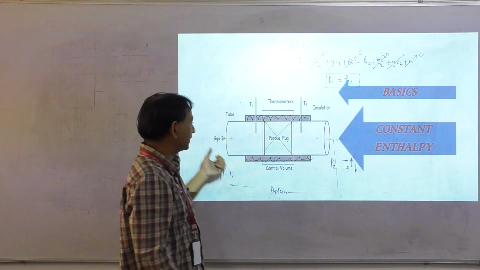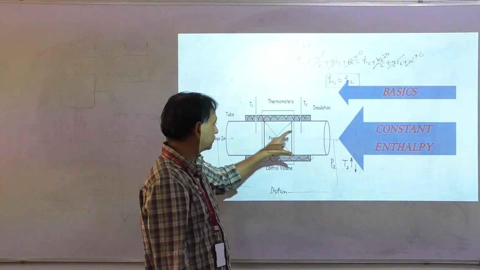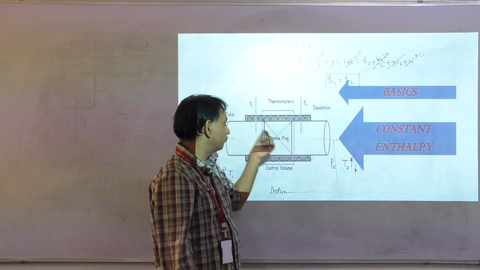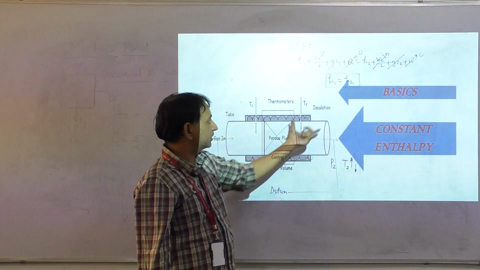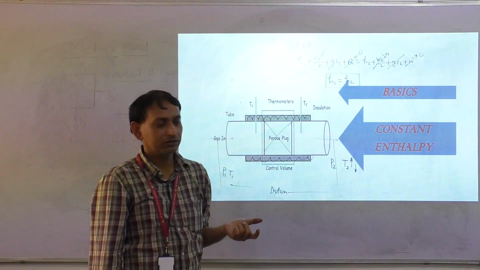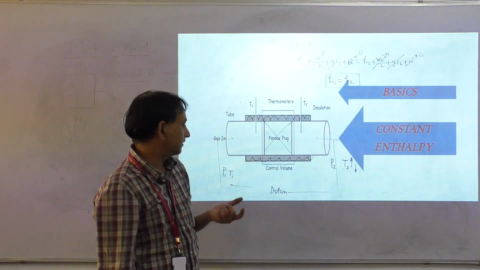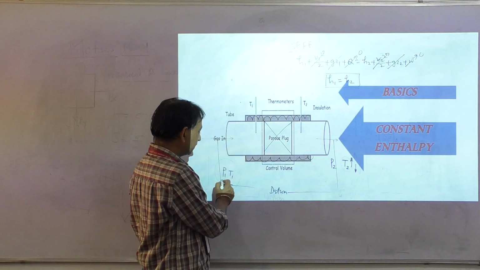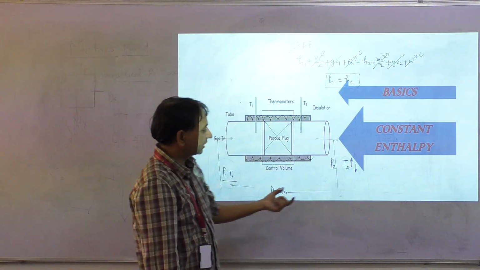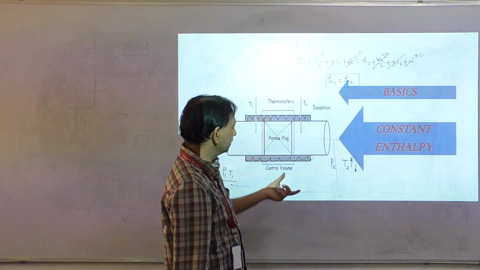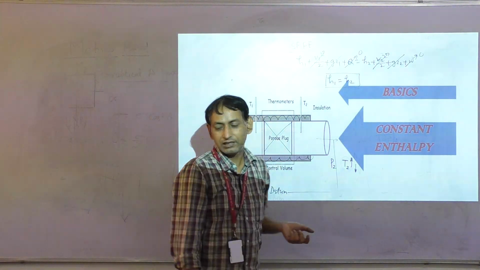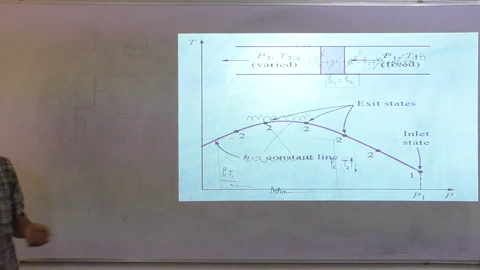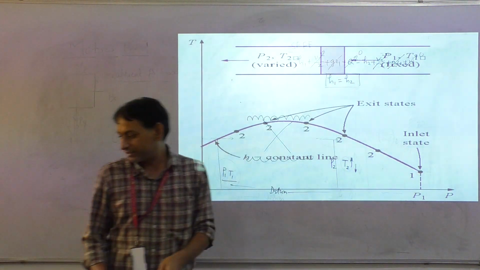If any gas is made to pass through an insulated tube, operated with the help of a porous plug or a valve, such a process is called a constant enthalpy process, or the throttling process. Here we fix one parameter: the inlet condition is fixed and the outlet condition is varied. So we generate a curve like this. This is the curve we will generate here.